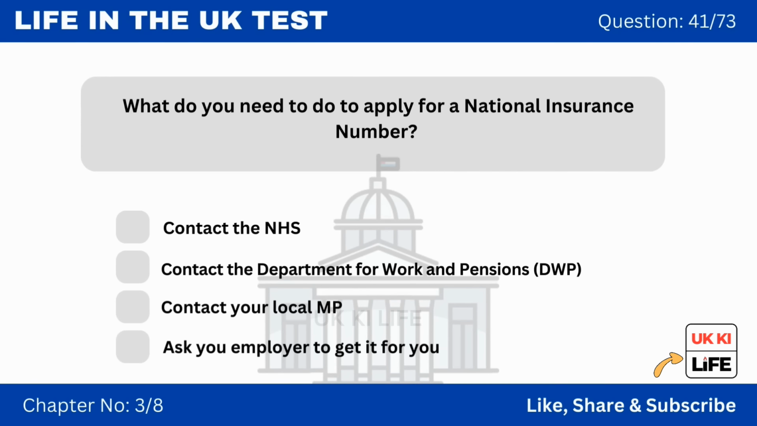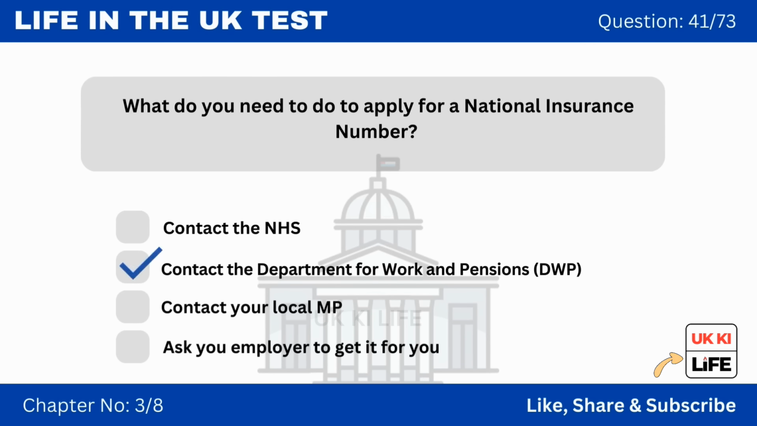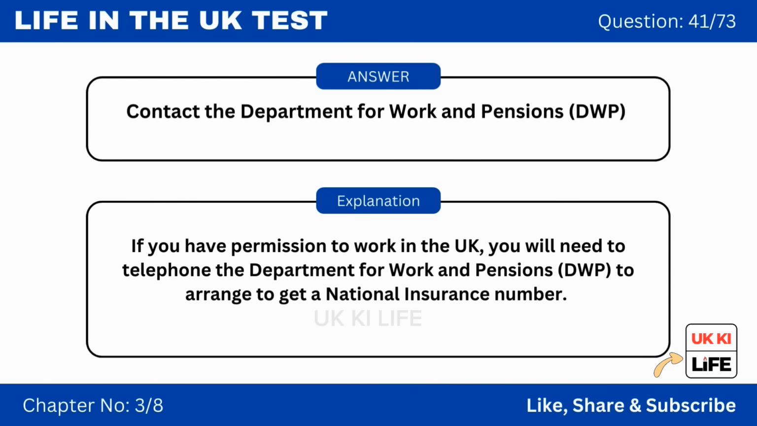Question 41. What do you need to do to apply for a national insurance number? Contact the NHS. Contact the Department for Work and Pensions, DWP. Contact your local MP. Ask your employer to get it for you. The correct option is B. Explanation. If you have permission to work in the UK, you will need to telephone the Department for Work and Pensions, DWP, to arrange to get a national insurance number.